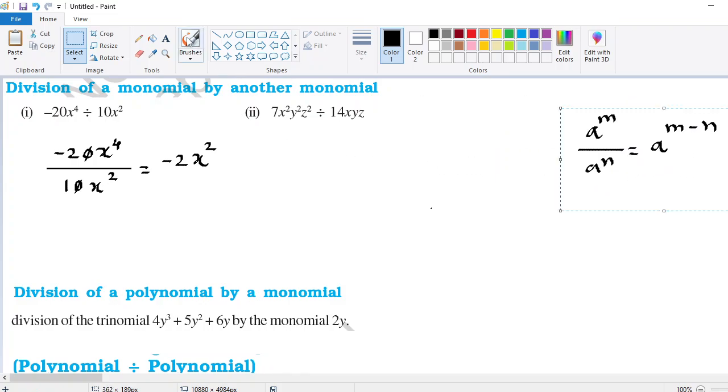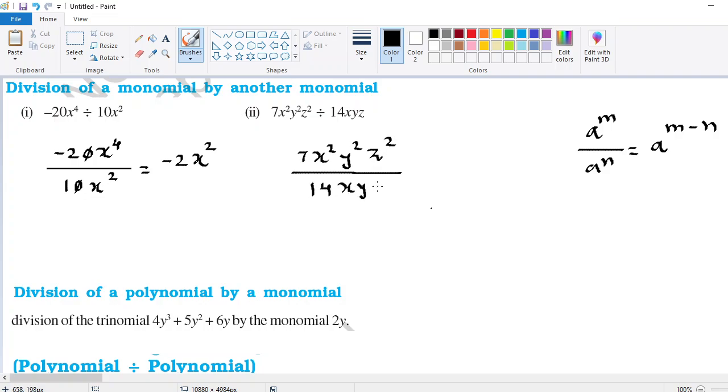Similarly, 7x square y square z square divided by 14xyz. Let us divide these numbers again in two parts, division of constants and division of variables. These are multiples of 7. 7 ones are 7, 7 twos are 14. So the constant division is 1 by 2.